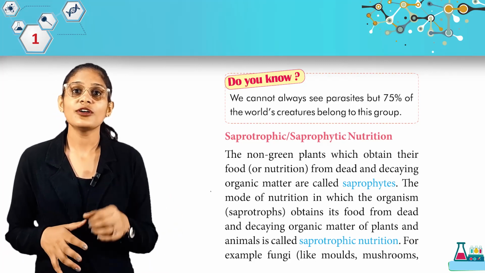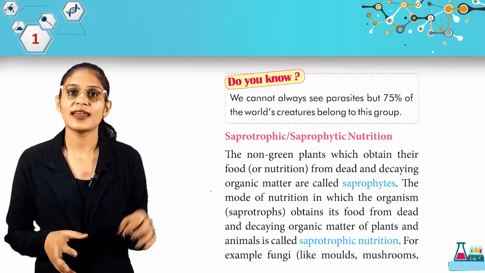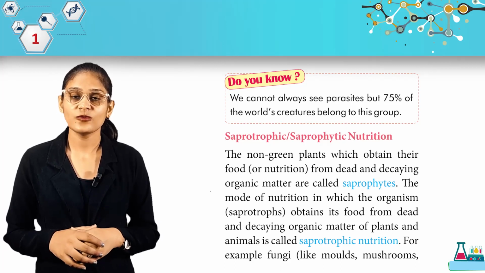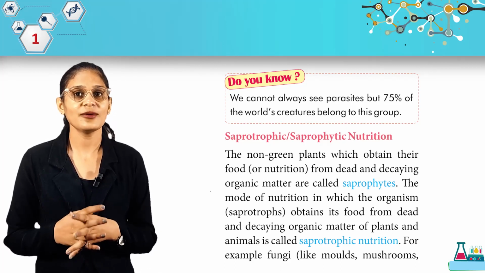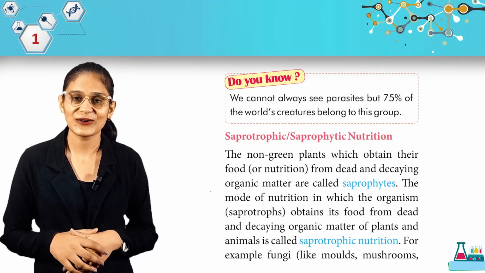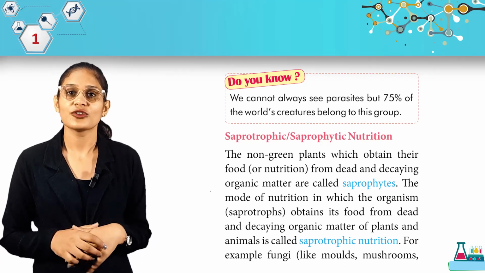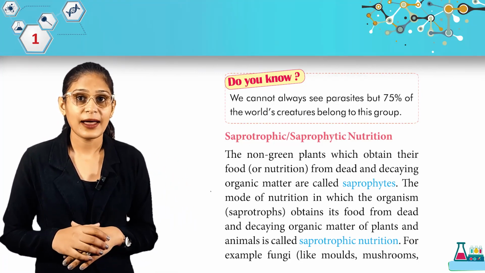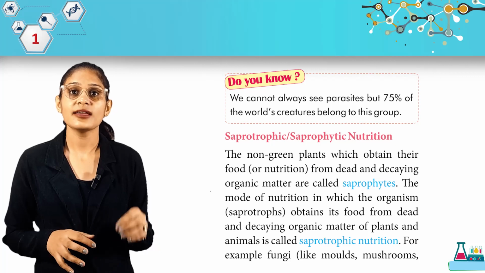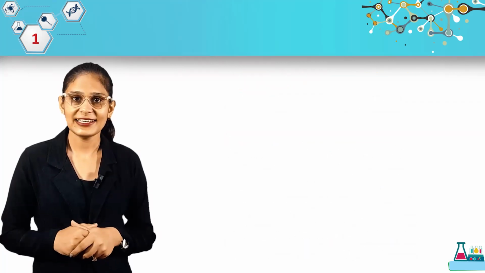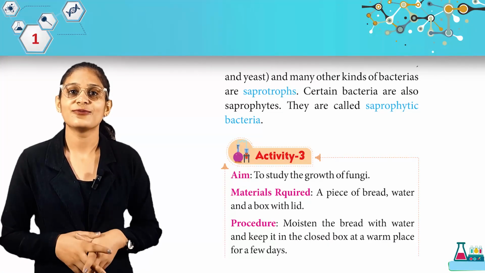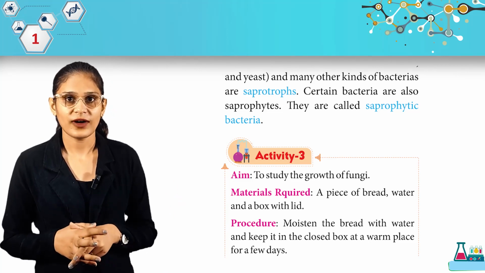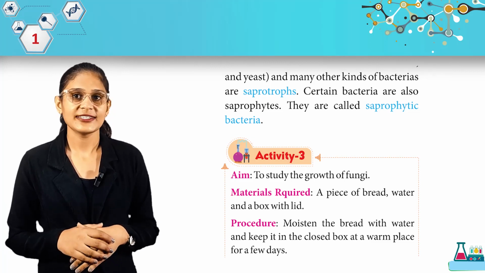Get it? The mode of nutrition in which the organism obtains its food from dead and decaying organic matter of plants and animals is called saprotrophic nutrition. So students, इस mode of nutrition को हम क्या बोलते हैं? Saprotrophic nutrition. For example, fungi like moulds, mushrooms, and yeast, and many other kinds of bacteria are saprotrophs. Certain bacteria are also saprophytes. They are called saprophytic bacteria.